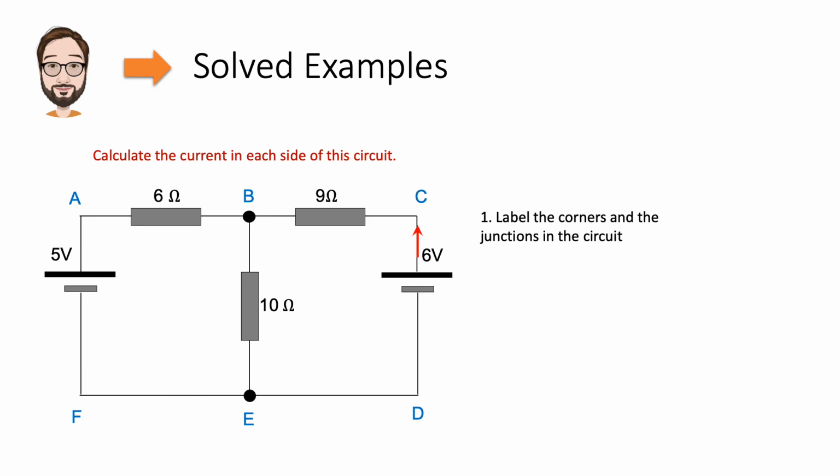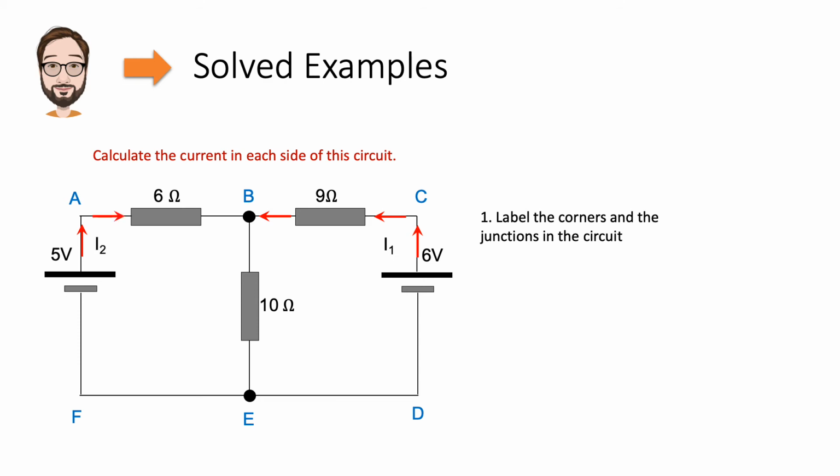And then, passing by point C, I'm going to call it I1. And then it goes through the 9 ohm resistor, continuing until it reaches point B. On the other side, I'm going to propose that the current comes out of the 5 volt battery, from the positive side, going to point A.